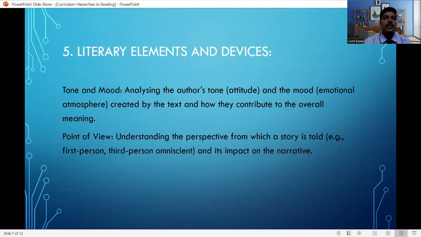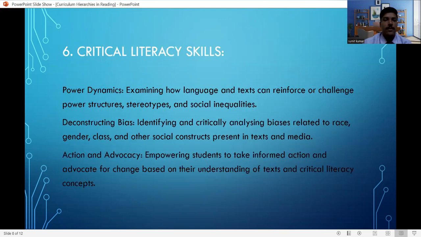The fifth stage is literary elements and devices. So we have to look into the tone and mood of the author and the point of view of the author, analyzing author's tone, that is attitude, and the mood, the emotional atmosphere created by the text and how they contribute to the overall meaning. Then the point of view, understanding the perspective from which a story has been told, for example, first person, third person, etc.